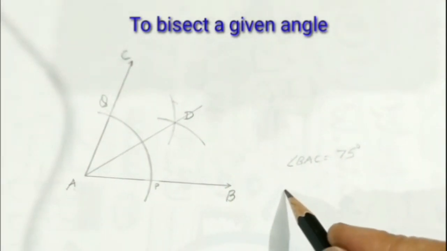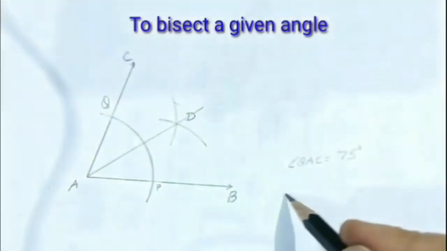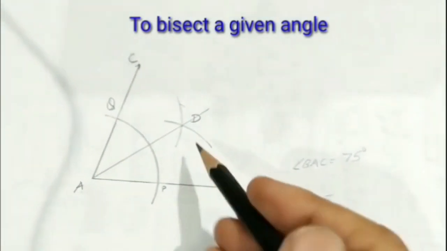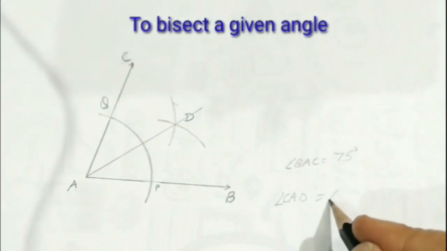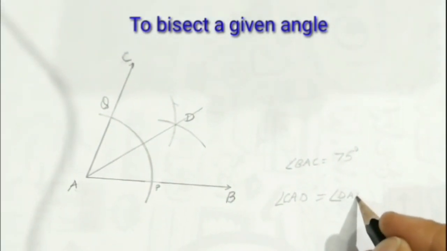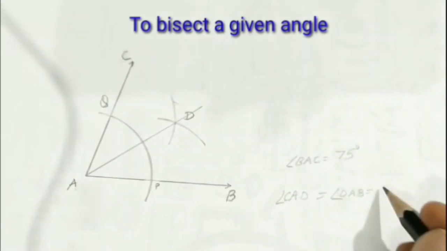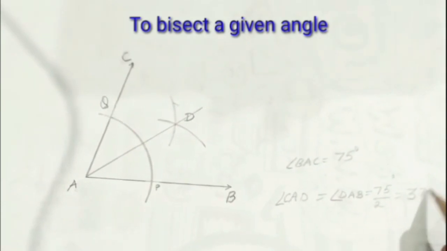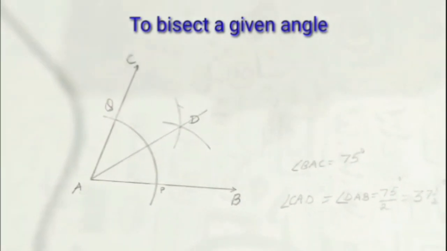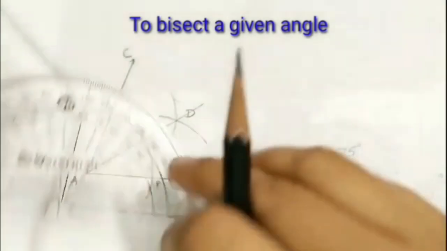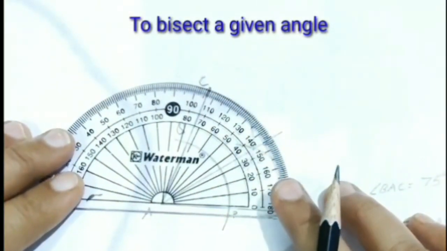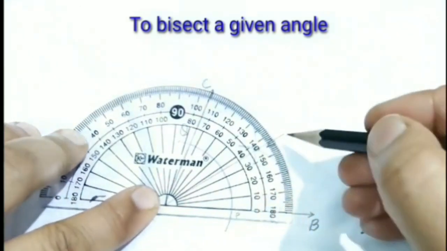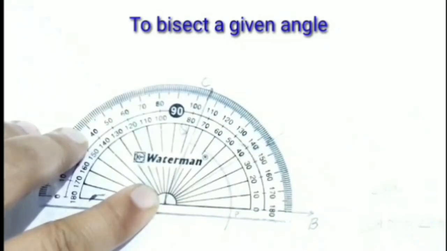It means angle CAD equals angle DAB equals half of 75 degrees, that is 37.5 degrees. Let's verify using a protractor. Place it on this vertex of the angle, line up the baseline with the ray and just see, it is exactly equal to 37.5 degrees.